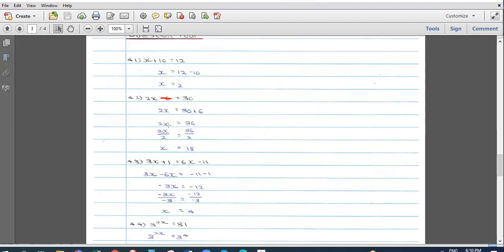Now we need x. So in order to remove the 2, we need to divide by 2, because 2 divided by 2 is 1. So if we're dividing by 2 here, we need to divide by 2 here as well. So x is equal to 18. 36 divided by 2 is 18.